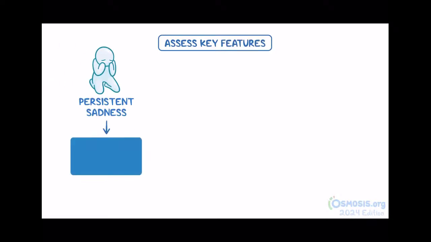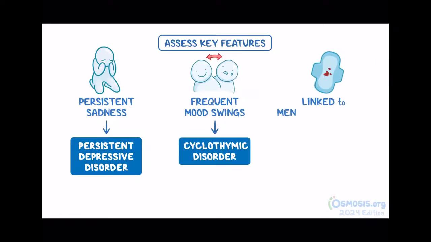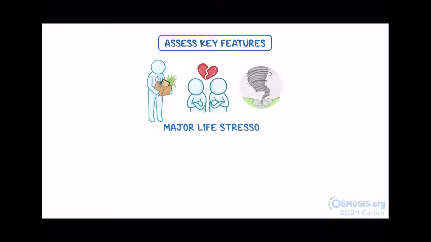Finally, assess for key features where persistent sadness may indicate persistent depressive disorder, frequent mood swings may suggest cyclothymic disorder, and mood symptoms linked to menstrual cycles likely represent premenstrual dysphoric disorder. If mood symptoms develop after a major life stressor, think of adjustment disorder.